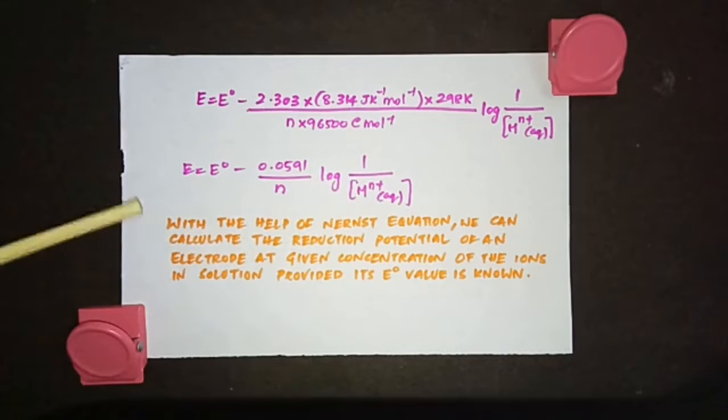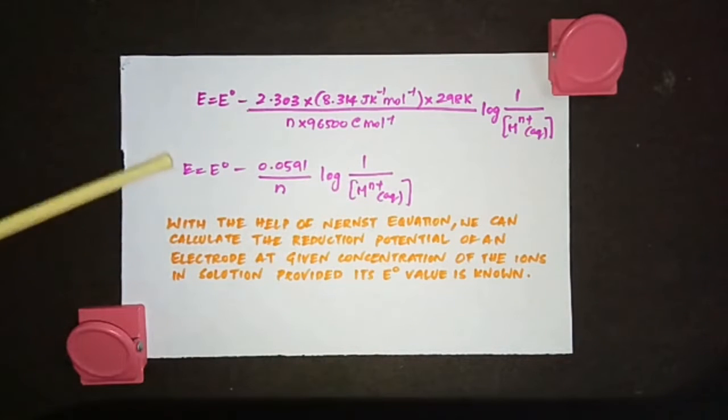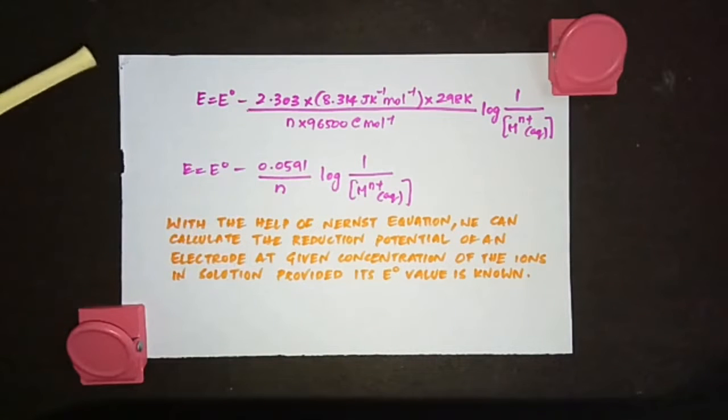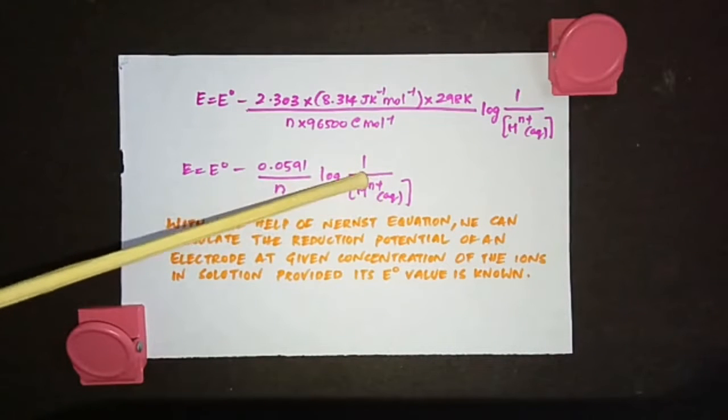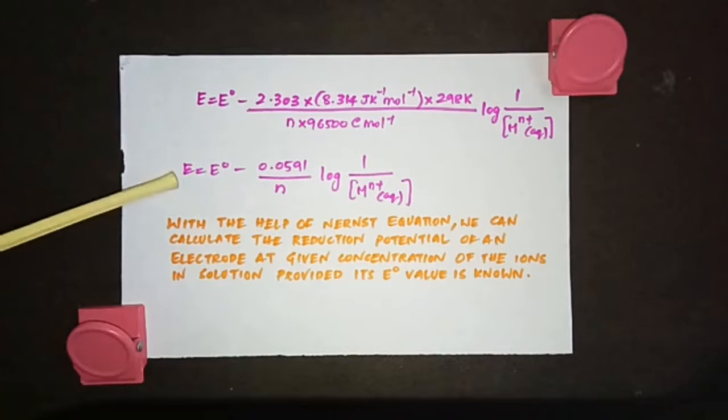So with the help of the Nernst equation, we can calculate the reduction potential of an electrode at a given concentration of the ions. Any given concentration will be substituted here, provided its E naught value is known. If you know the E naught value, how can you get it? We have the electrochemical series, where we have the list of values which we calculated using the standard hydrogen electrode. So knowing that value, you can calculate the EMF of the cell for any given concentration. Now let's apply this equation to a few examples.